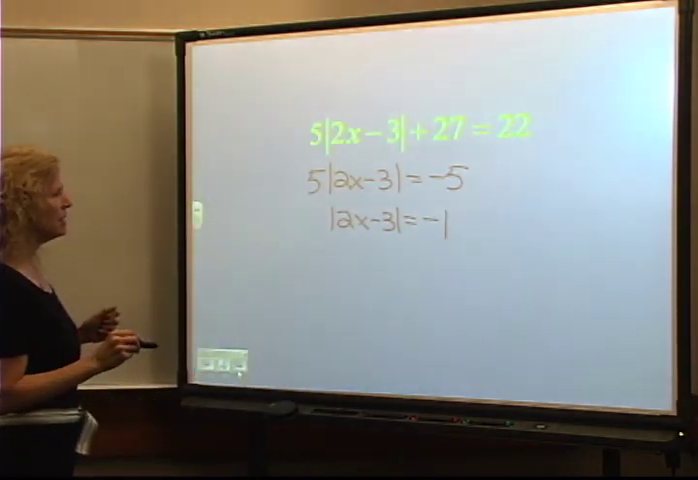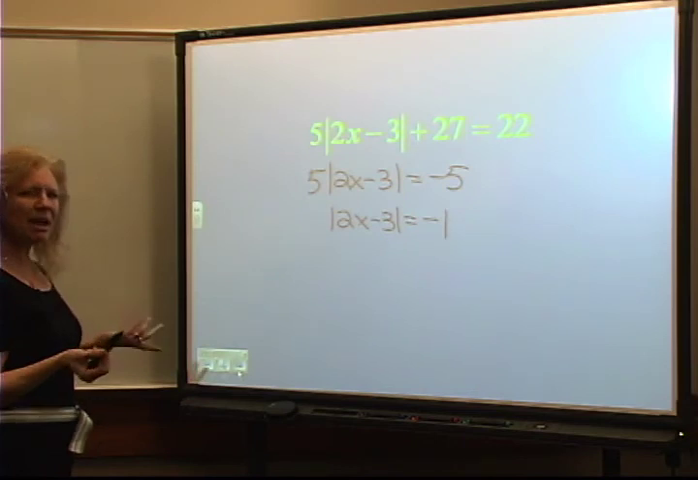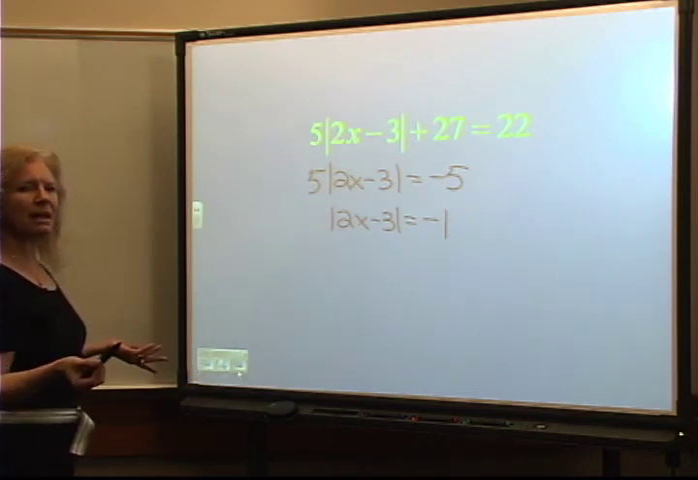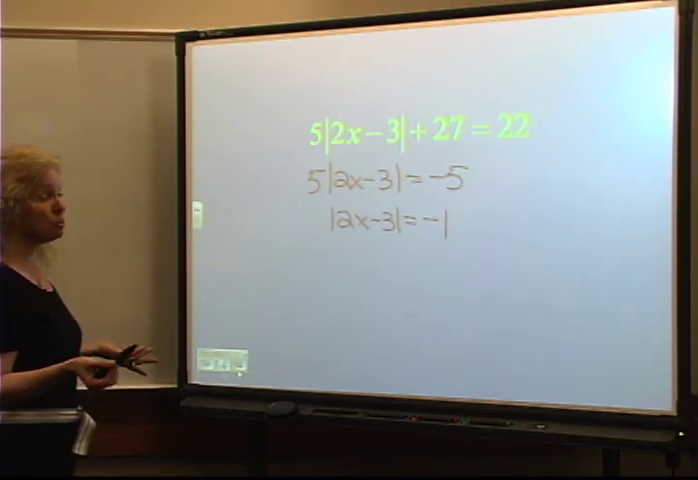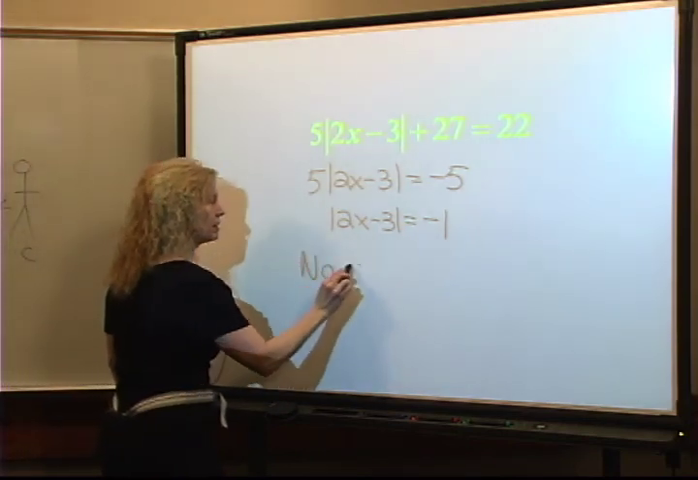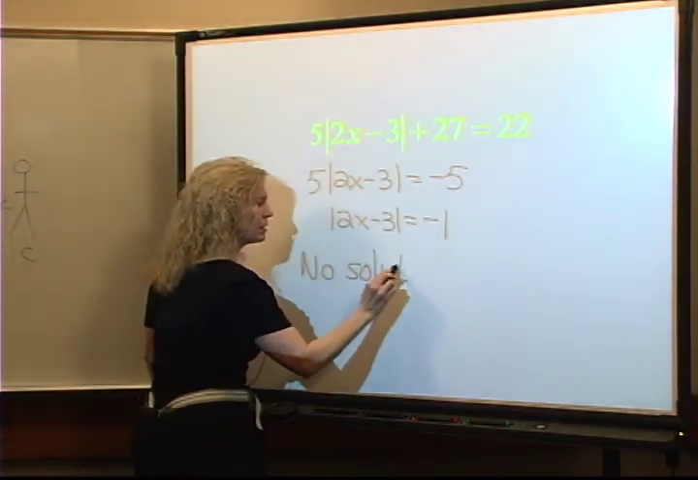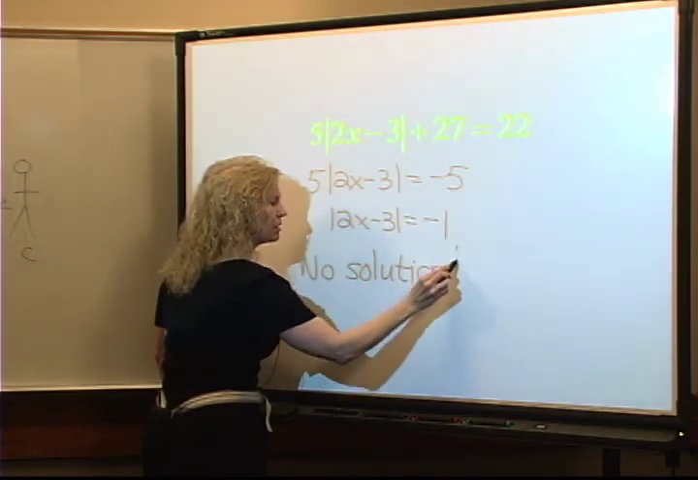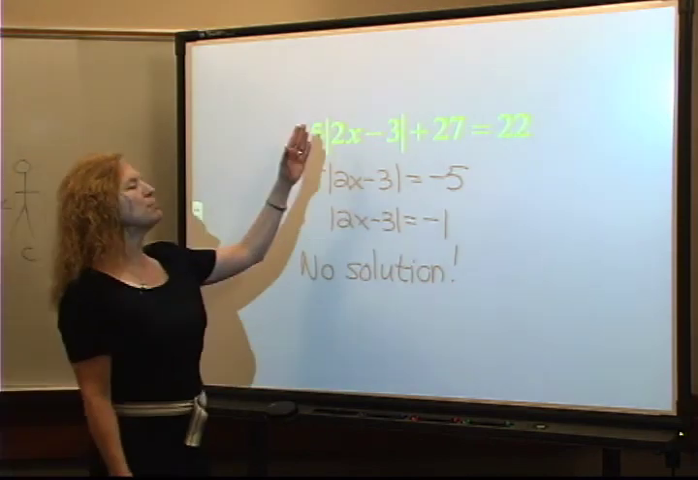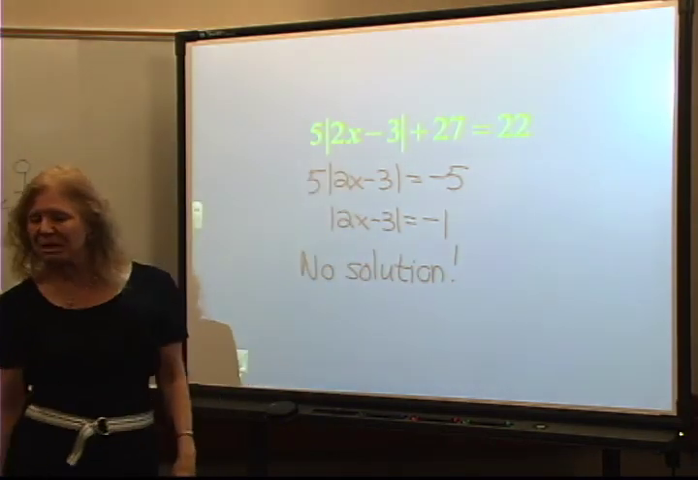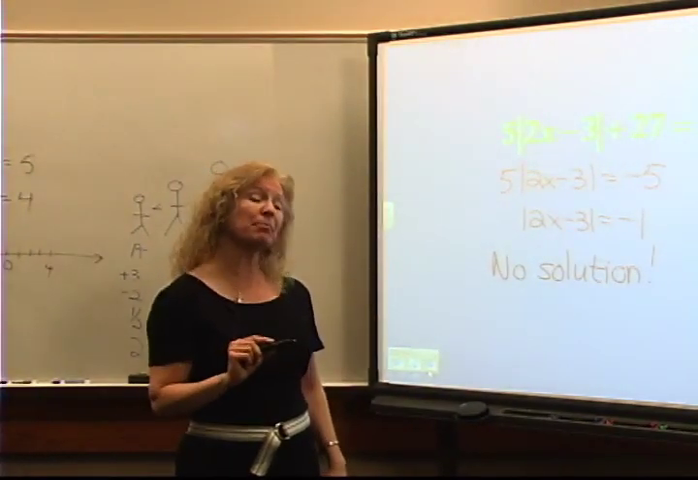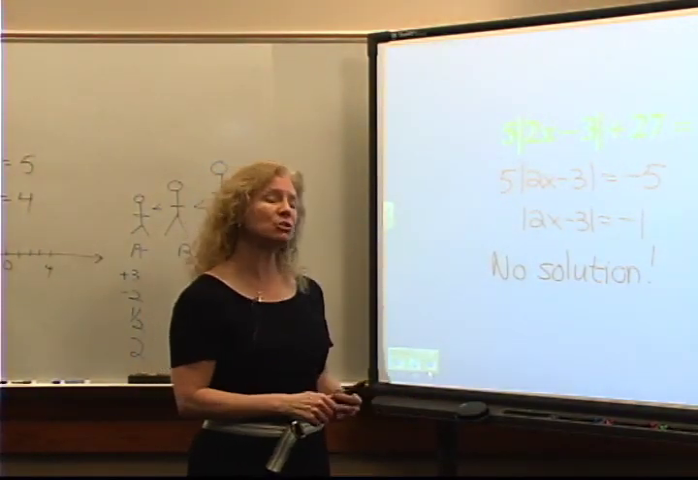You know what the problem is? How can my absolute value be equal to a negative number? It can't, can it? Which means there's no solution to that. Because in order for this to be true, my absolute value would have to be equal to a negative number. And you know distance can only be given as a positive quantity, so there's no solution on that.